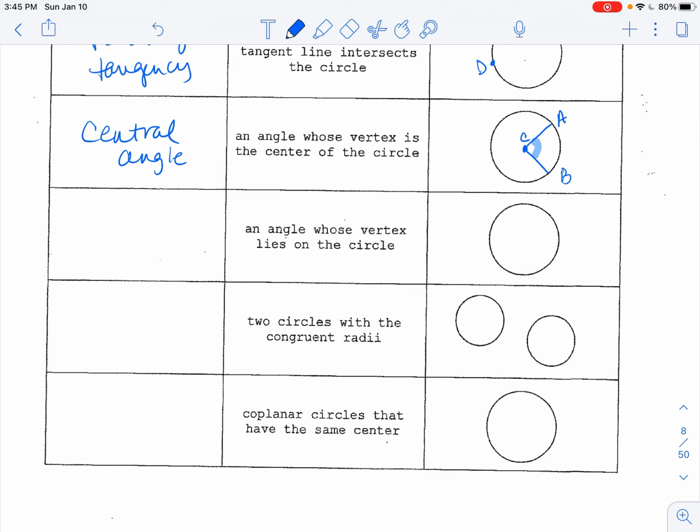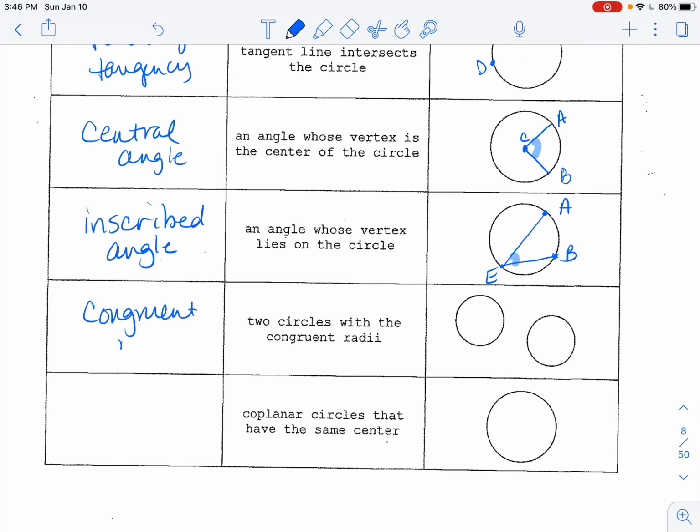An angle whose vertex lies on the circle is an inscribed angle. See the difference in the two? This time my vertex is not at the center, but it's on the circumference.